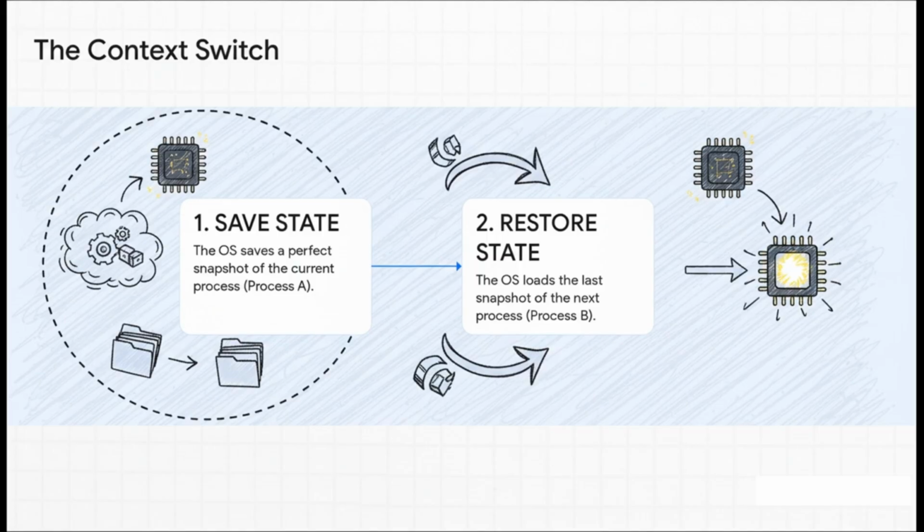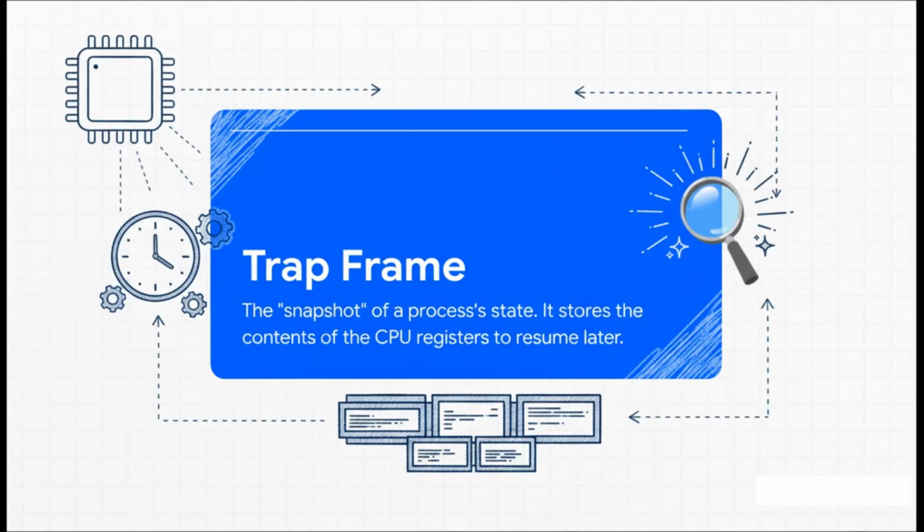It's a simple, elegant 2-step. First, the OS saves a perfect snapshot of the process that's leaving the CPU, every last detail. Then it immediately loads the last saved snapshot of the process that's about to take its place. And that snapshot is the key to this whole thing. It gets stored in a special data structure called a trap frame.